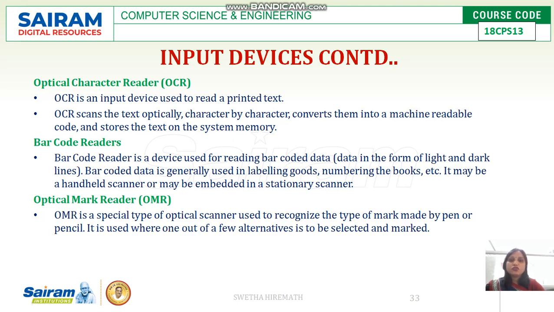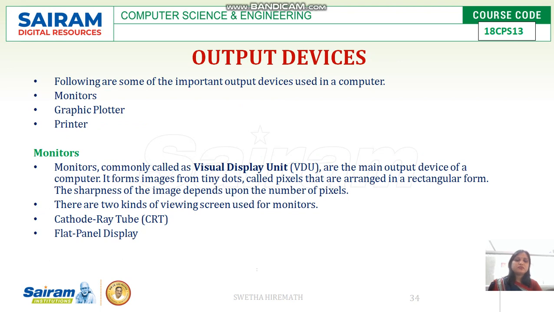Next, moving on to the output devices. We all know that whatever data has been input to the computer system has to be processed and displayed to the user after processing. That will be taken care of by the output devices. The main output devices which we come across are monitors, plotters, and printers. We will see one by one how exactly these are differentiated.